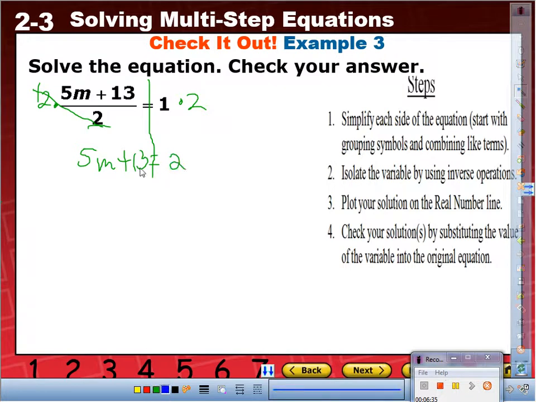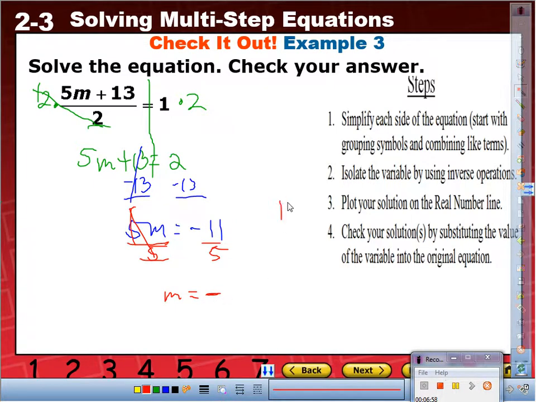So far, so good? Minus 13, minus 13. We're left with 5m equals negative 11. So far, so good? And my last step, divide by 5, divide by 5. Is my giant 1. 1 times m is m. Are they the same sign? No, it's a negative. 11 divided by 5 fits in there twice, 1 left over, so you should have gotten negative 2 and 1/5, or negative 2.2. Okay?